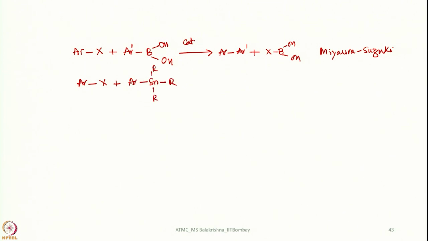And if you take again ArX and add a tin species, again of course in all these reactions without saying, it goes that we are using a typical palladium complex or something. This is Stille reaction. This is called Kosugi-Migita-Stille reaction.